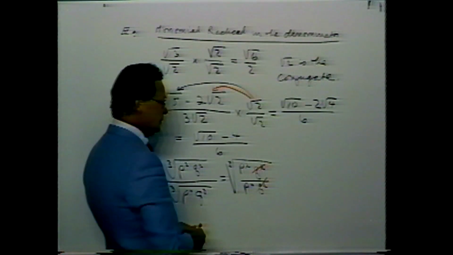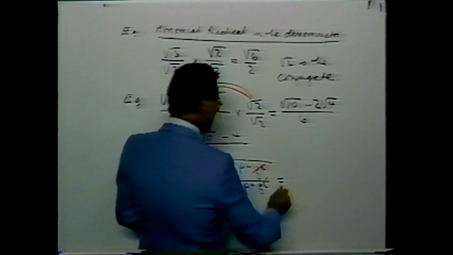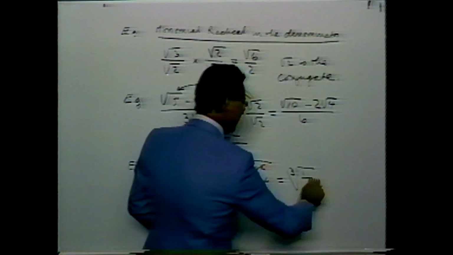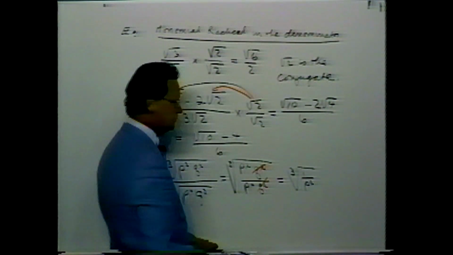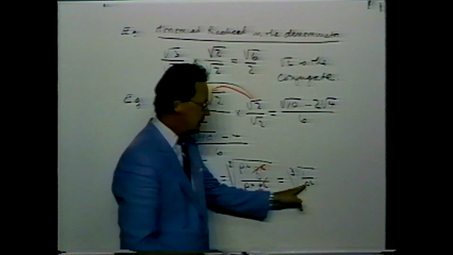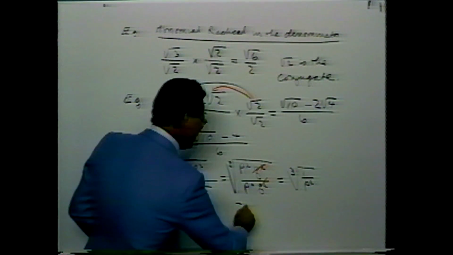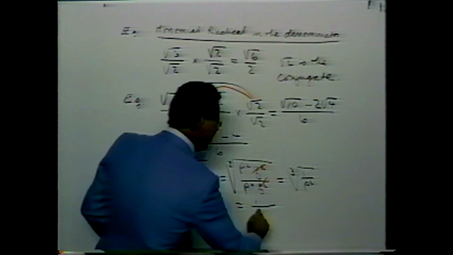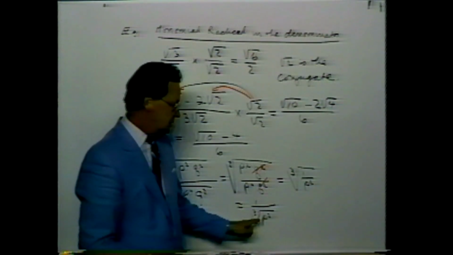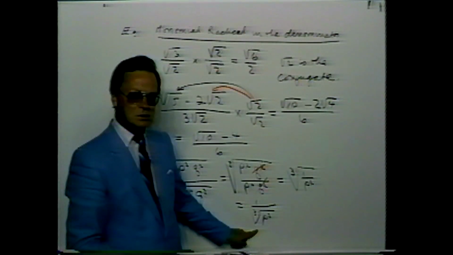P squared over p to the 4th can also be simplified, and what we end up with is the cube root of 1 over p squared. The solution is not completed, but at least for now, the radicand is a simpler version of the problem that we started with. This is equal to 1 over the cube root of p squared. Notice that this is not radical free in the denominator. Consequently, division is not completed.